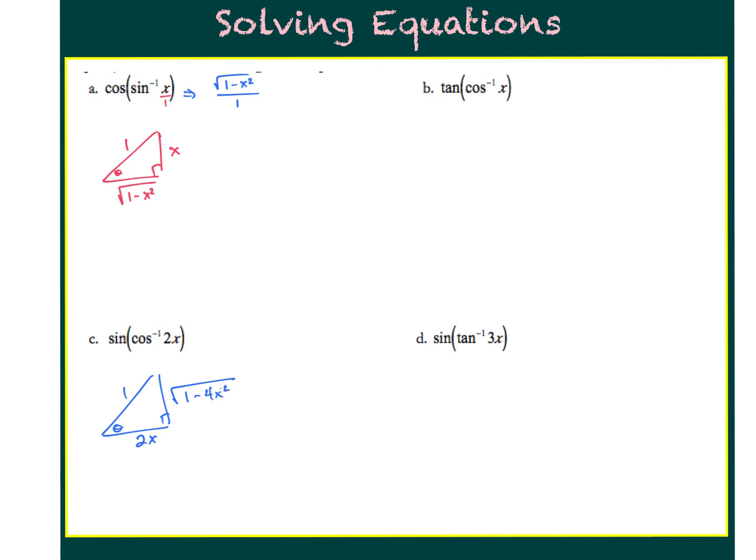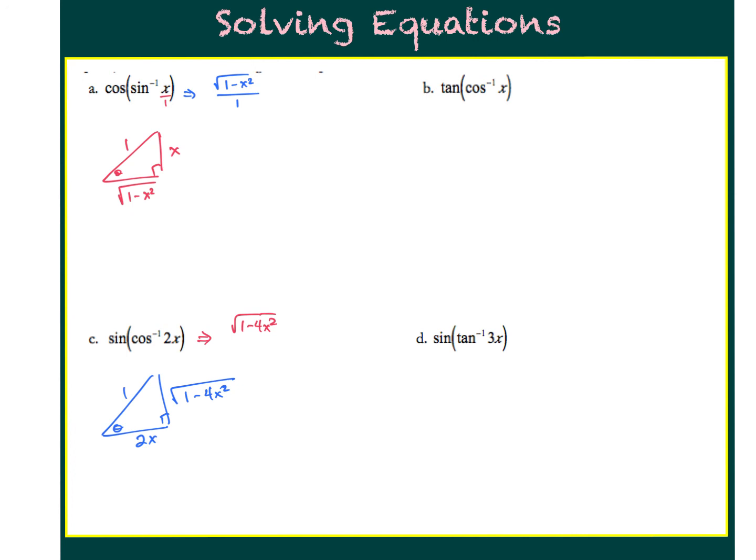I hate it when I have students that say 2x squared. I'm like, no, it's the quantity of 2x squared. So it's 4x squared. So now that we have that triangle, what would be the sine of that triangle? Square root of 1 minus 4x squared. All right. Are we good? All right. I'd like you to do B and D.